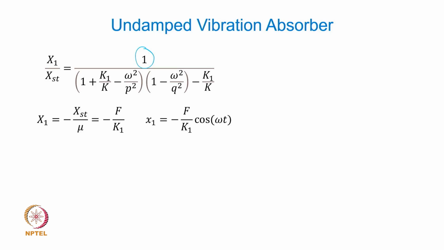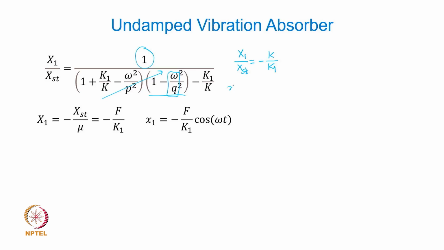Okay, so when it is tuned and when omega is equal to p is equal to q, you can show that this capital X1 over XST, when it is tuned, then it turns out to be like minus k upon k1, isn't it? Because this part will be equal to 0, because when you set omega equal to q equal to p, this term becomes 0, and then you are left with this expression, isn't it?